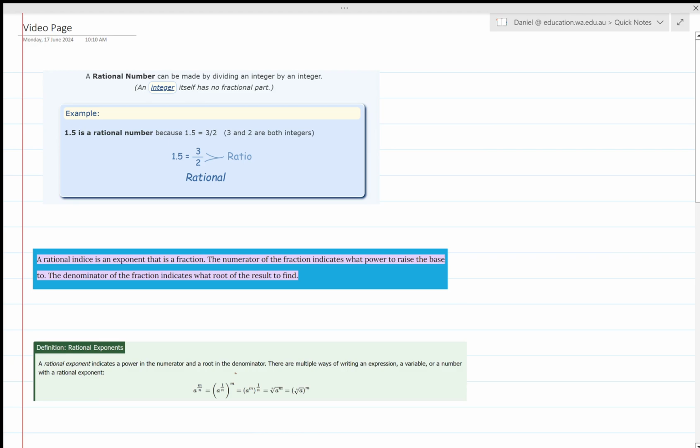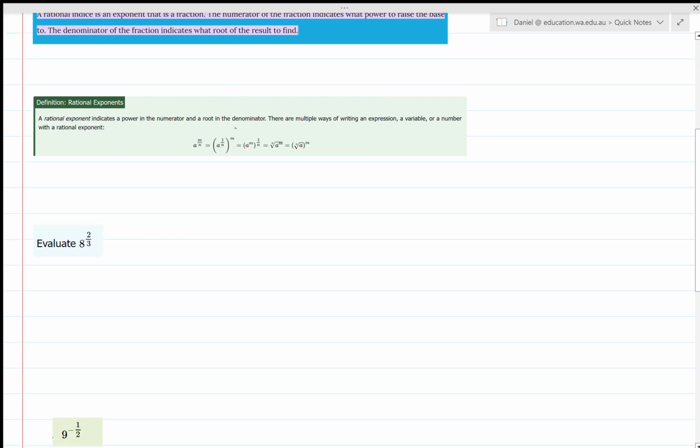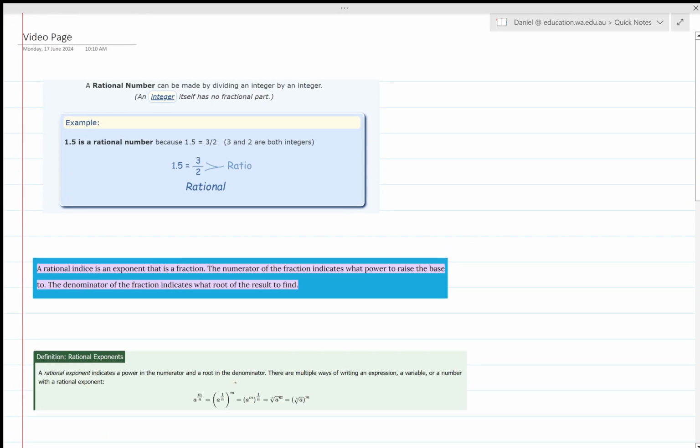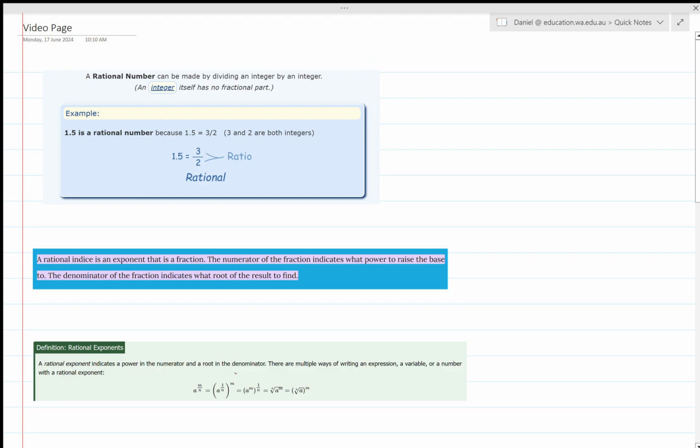So I'm going to go through this fairly quickly and work through 3 examples of what you'll be doing tomorrow in class. Okay, first of all, we're looking at rational indices.